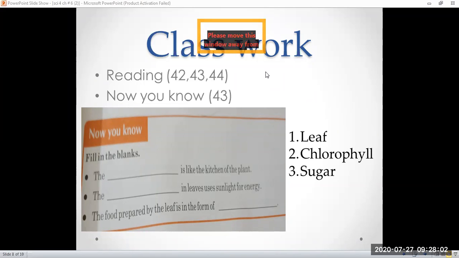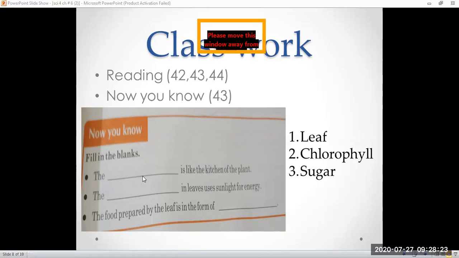Okay, so on this page, as is visible on your screen, take a pencil in your hand and also fill it in. First one is that the dash is like the kitchen of the plant. So the kitchen of the plant is the leaf. You are going to write it down on the first blank.